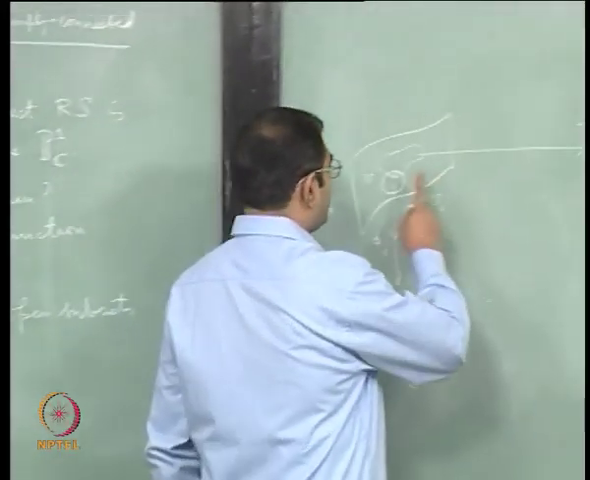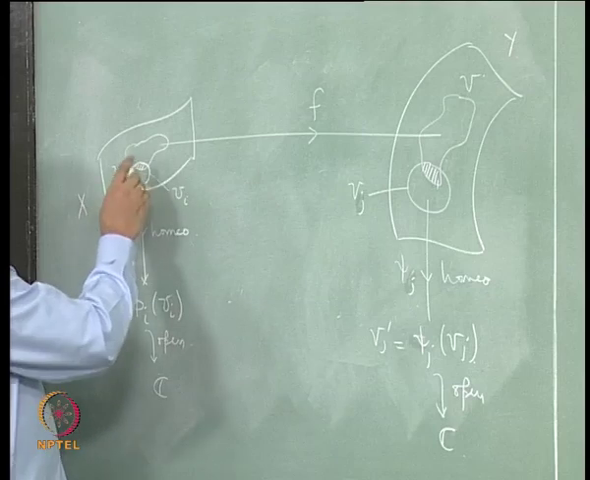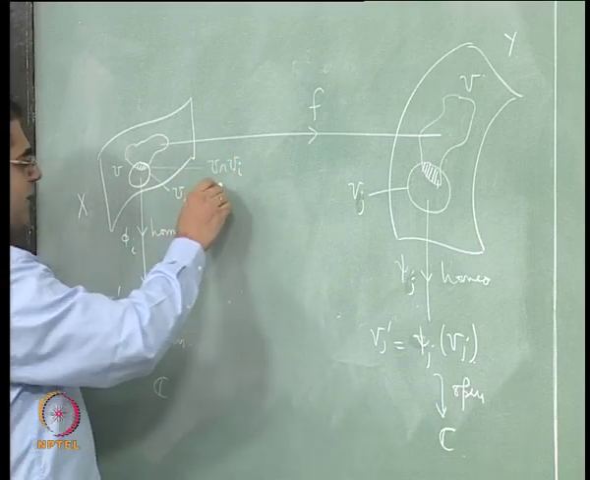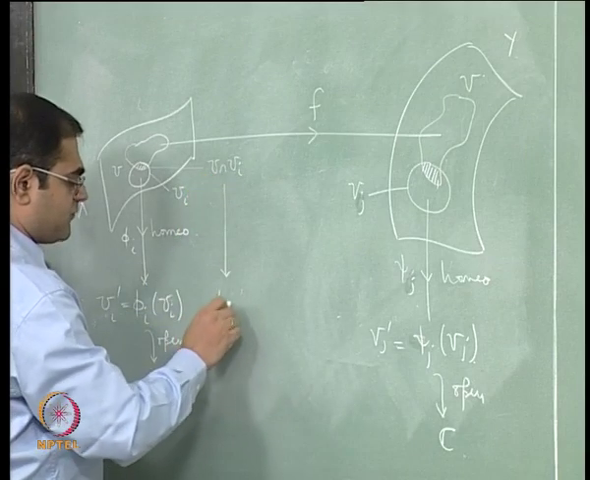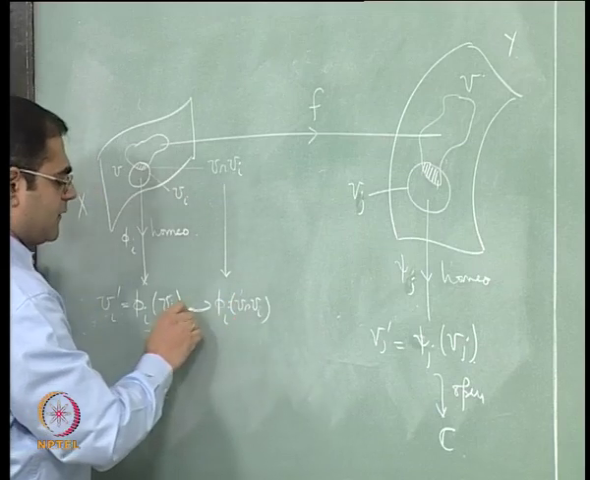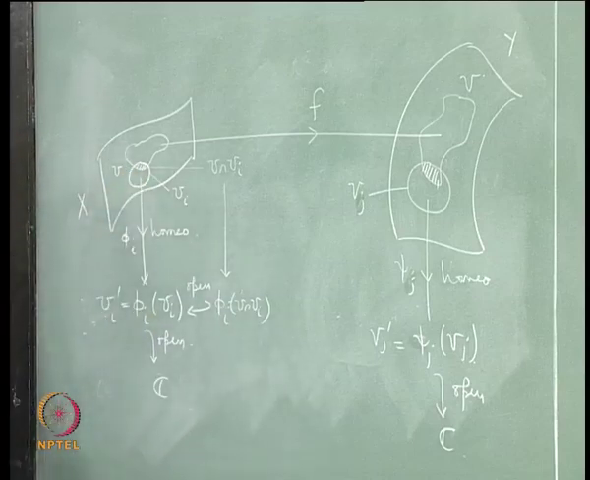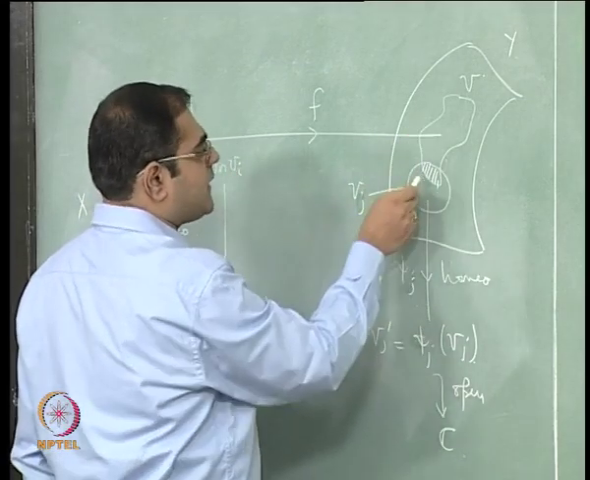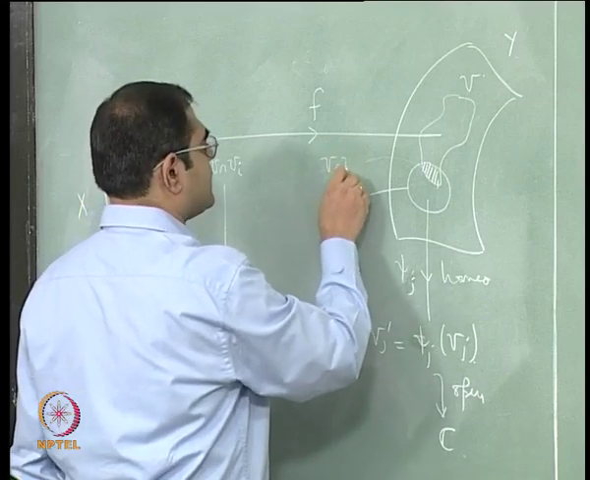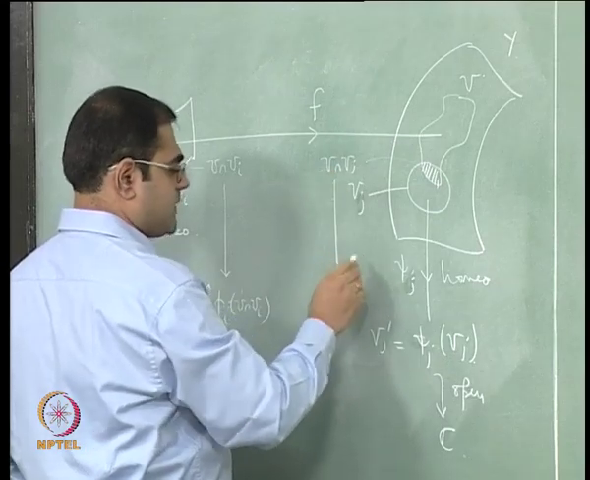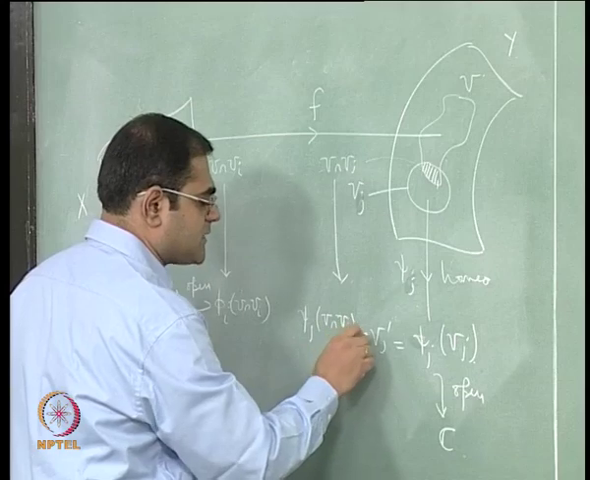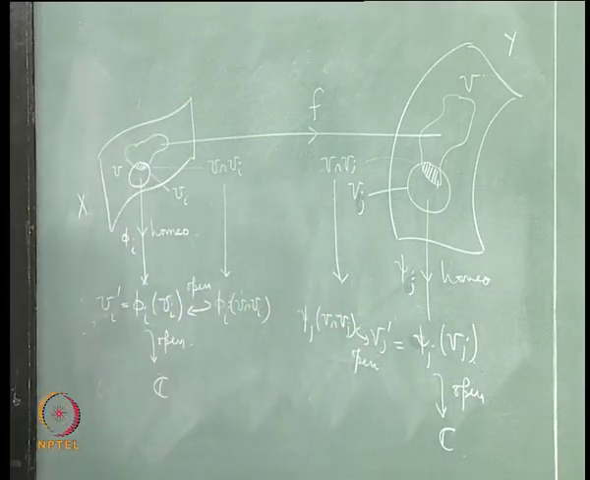Now I can do the following. This shaded region here is just U intersection Ui, and it goes to an open subset phi i of U intersection Ui, which is again open, because under a homeomorphism the image of an open subset is open, and restricted to that open subset it is still a homeomorphism. Similarly, the intersection of Vj with V, V intersection Vj, goes under the homeomorphism psi j to the open set psi j of V intersection Vj, an open subset of Vj prime.